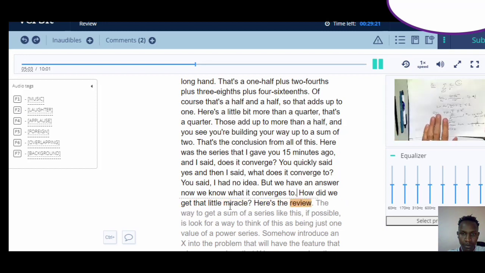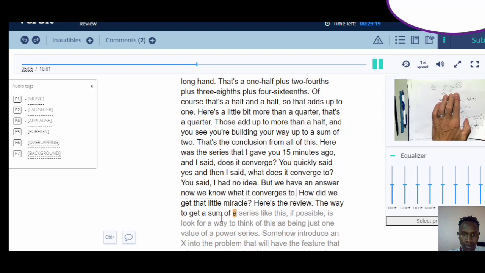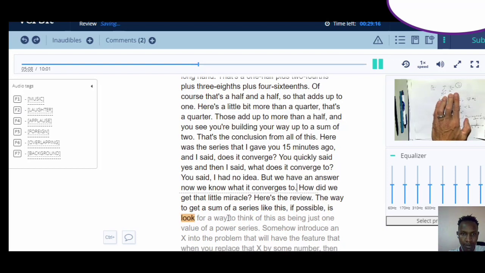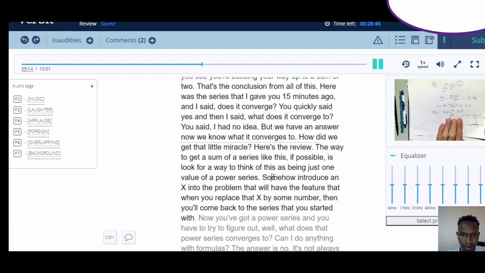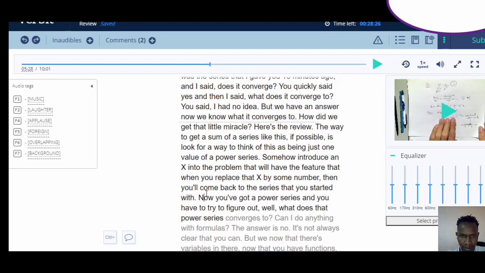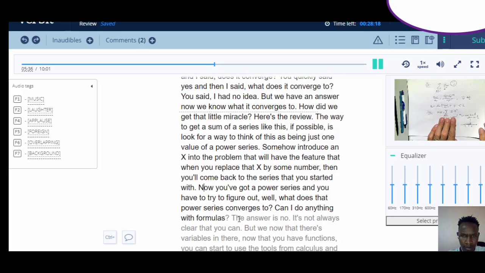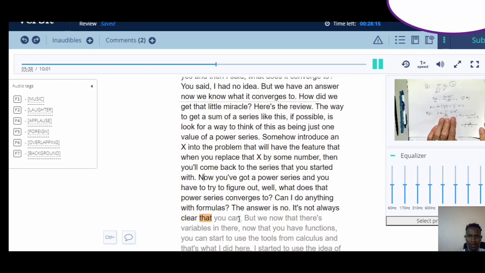So here's the review. The way to get a sum of a series like this, if possible, is look for a way to think of this as being just one value of a power series. Somehow introduce an x into the problem that will have the feature that when you replace that x by some number, then you'll come back to the series that you started with. And now you've got a power series, and you have to try to figure out, well, what does that power series converge to? Can I do anything with formulas? And the answer is, nah, it's not always clear that you can.